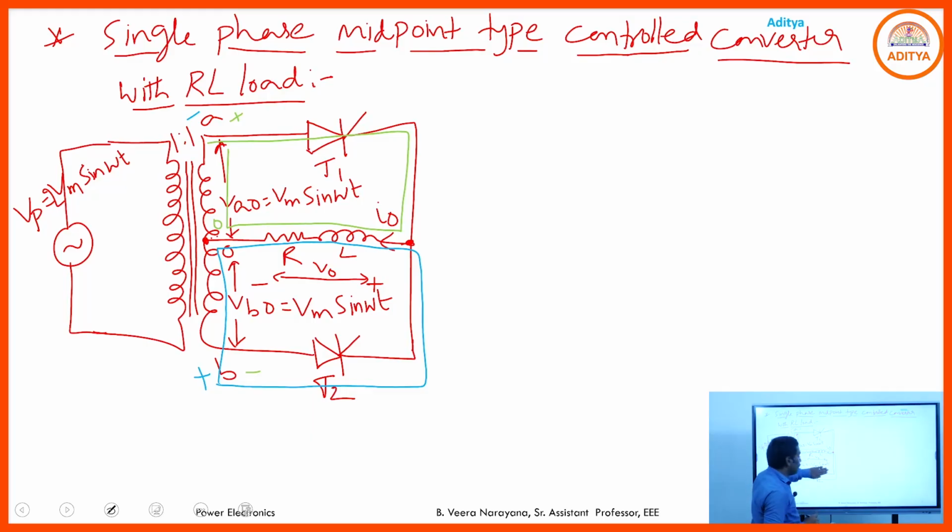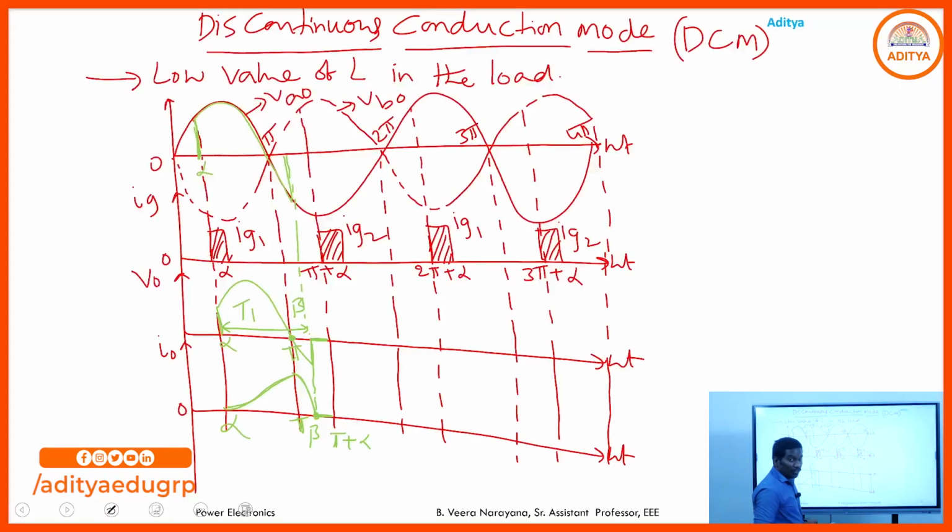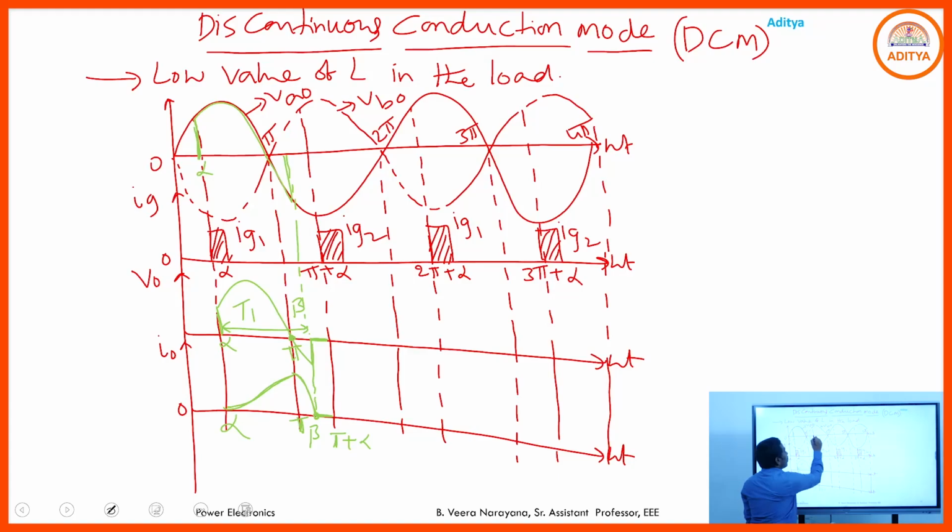So whenever T2 is in the on state, the lower half of the source is transmitted to the load. Whenever T1 is in the on state, the upper half of the source voltage is transmitted to the load. Hence when T2 is in the on state, from pi plus alpha to 2 pi, the output blindly follows the VB naught. So here this is the VB naught, and the output voltage from pi plus alpha to 2 pi is simply due to the conduction of T2, which follows the VB naught.